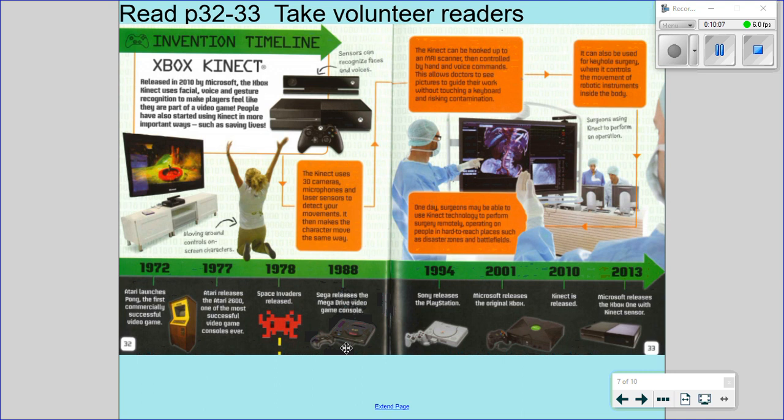Now, Miss Hendy does have a little confession because I still have one of those in my attic. Okay.